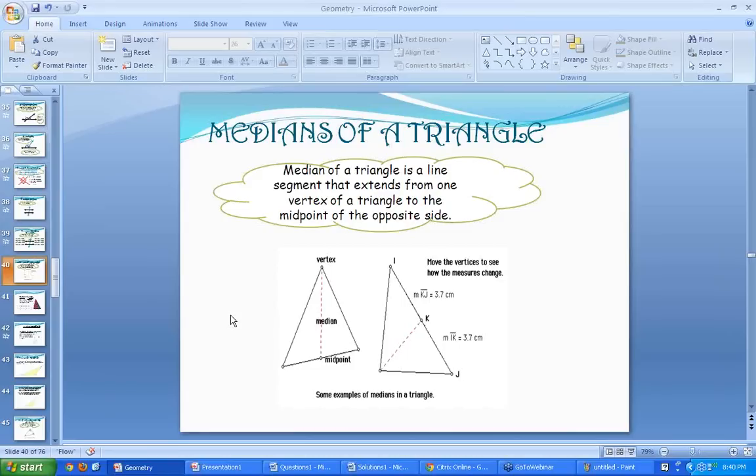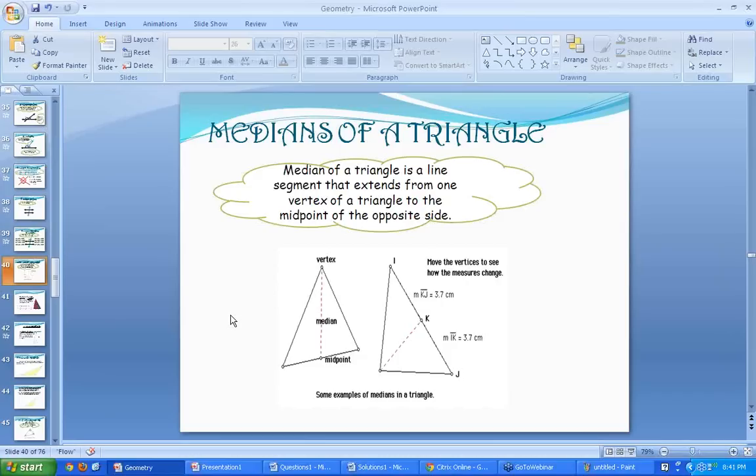Two lines need not be parallel for vertically opposite angles. If two lines are parallel, then they will never intersect, so the question of vertically opposite angles does not come into the picture.